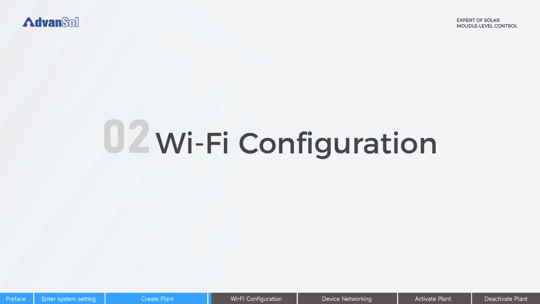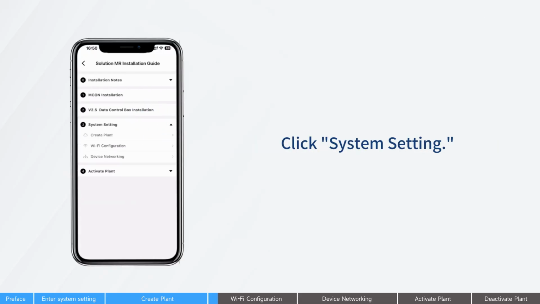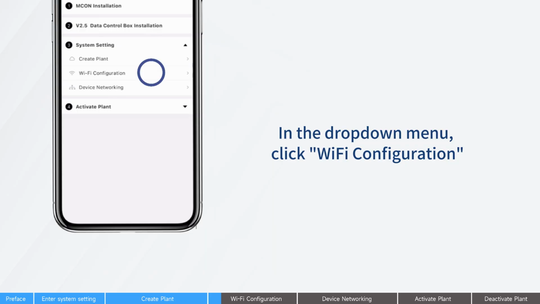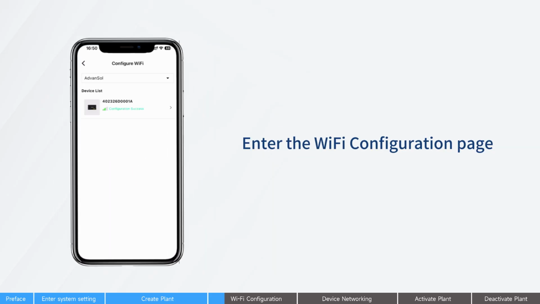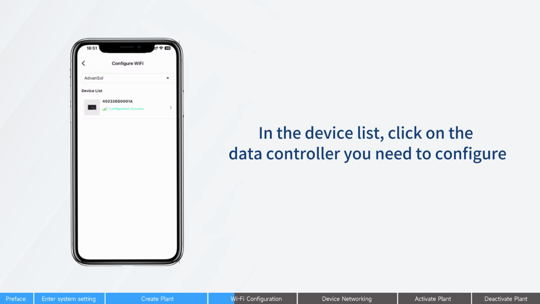Wi-Fi configuration. In the Solution Installation Guide, click System Setting. In the drop-down menu, click Wi-Fi configuration. Enter the Wi-Fi configuration page. Select the site you are configuring from the drop-down menu. In the device list, click on the data controller you need to configure.